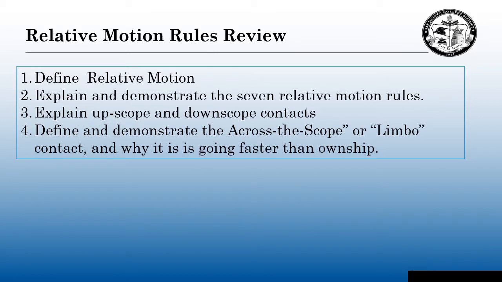So to review the objectives, we defined relative motion. We explained and demonstrated the 7 relative motion rules. We explained upscope and downscope targets, and we defined across the scope, or limbo, contacts and why they are going faster than we are.